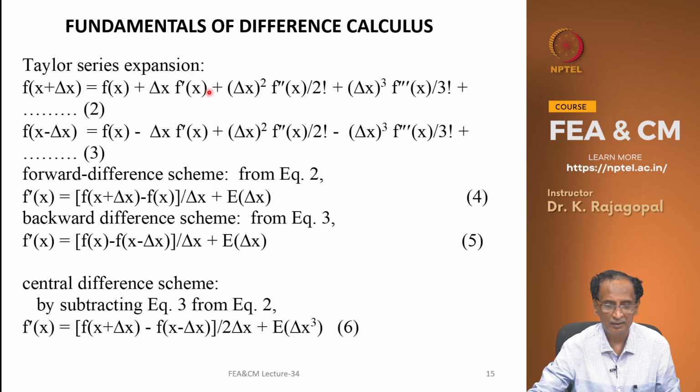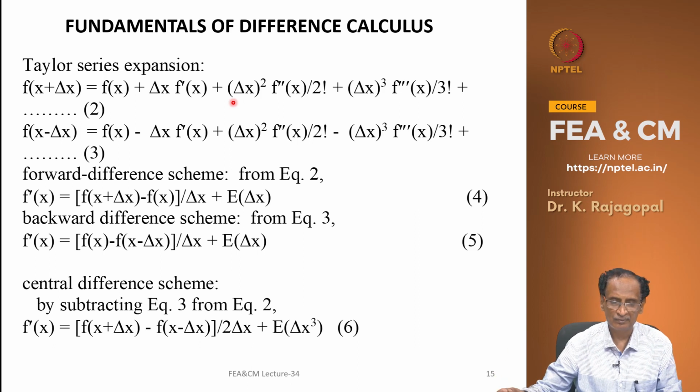So if you want to get the f prime x by forward or backward difference scheme, we can neglect all the higher order terms from delta x square, and then we can write f prime of x is f of x plus delta x minus f of x by delta x, and the error is of the order delta x, because all the terms above that are eliminated.